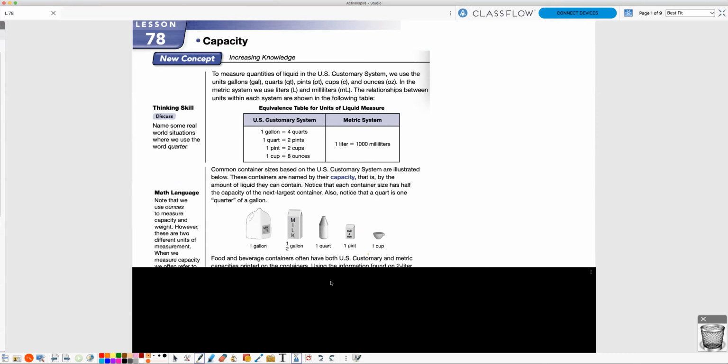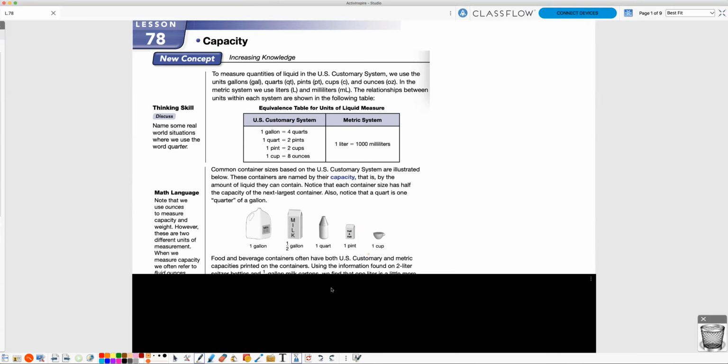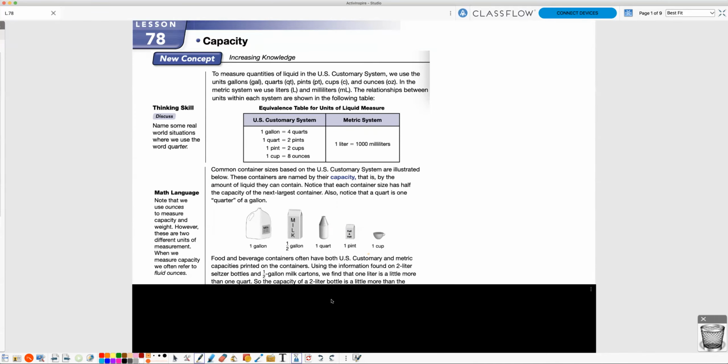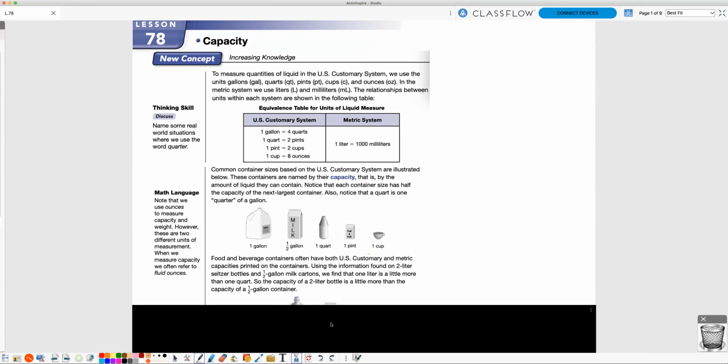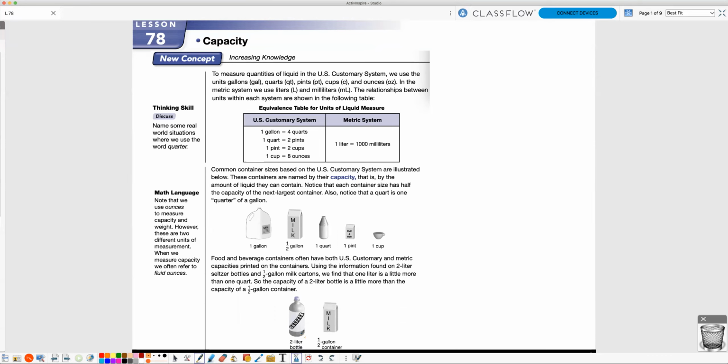Food and beverage containers often have both U.S. customary and metric capacities printed on the containers. Using the information found on 2-liter seltzer bottles and half-gallon milk cartons, we find that 1 liter is a little more than 1 quart. So the capacity of a 2-liter bottle is a little more than the capacity of a half-gallon container. If you were to look at a 2-liter bottle, like a pop, or a milk half-gallon container, you know that a 2-liter bottle will be just slightly more.